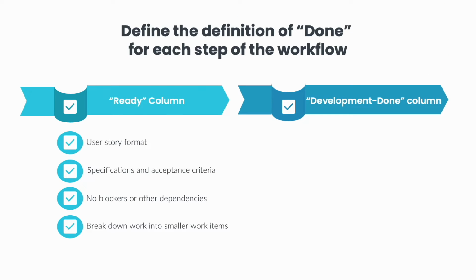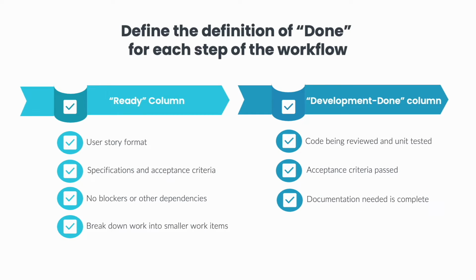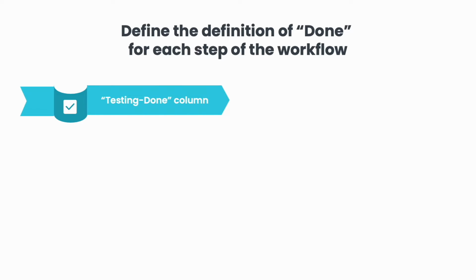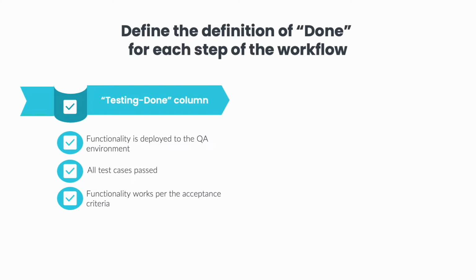The done criteria for the development done column should include code being reviewed and unit tested, acceptance criteria passed, any documentation needed is complete, and the code is available in the development environment. It's worth mentioning that our software development team will be using a typical development environment setup. This means we will have a development environment, a quality assurance environment, a staging environment used for user acceptance testing, and a production environment. The done criteria for the testing done column should be: functionality is deployed to the quality assurance environment, all test cases passed, and functionality works per the acceptance criteria. No known defects or bugs. Testing automation is updated to include the new functionality if applicable.